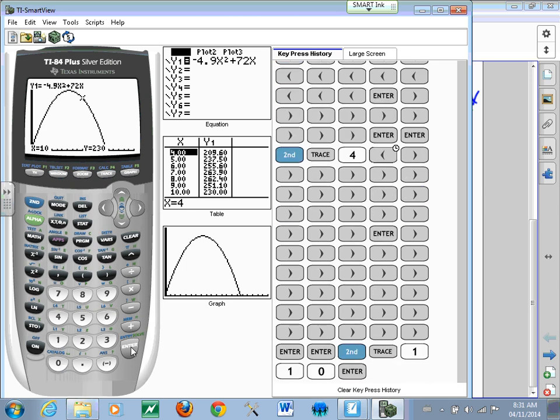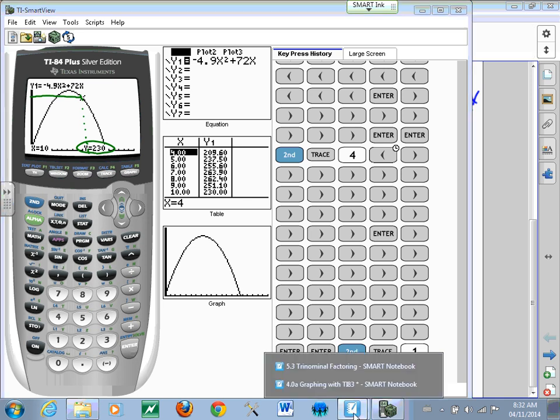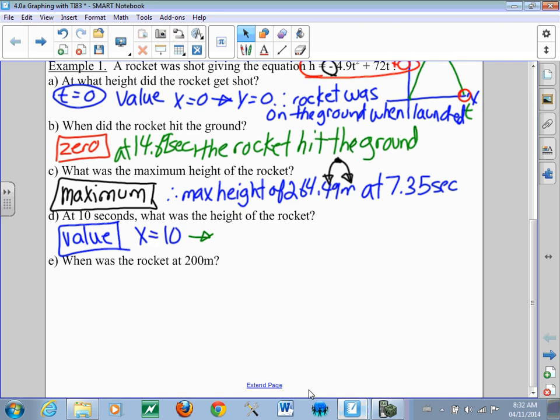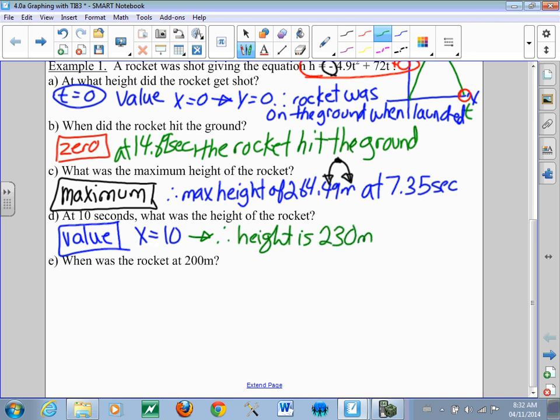Okay, and we're going to sub in 10. Okay, and when we're at 10 seconds, we are at 230 meters. Okay, so time means at 10 seconds, where am I? Goes across, and it calculates to 230 meters. Okay, so put that in here. Therefore, height is 230 meters at 10 seconds.